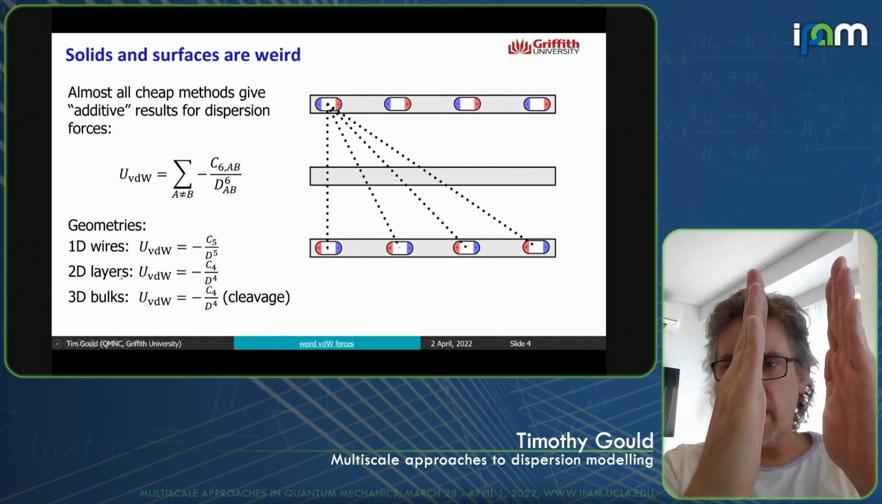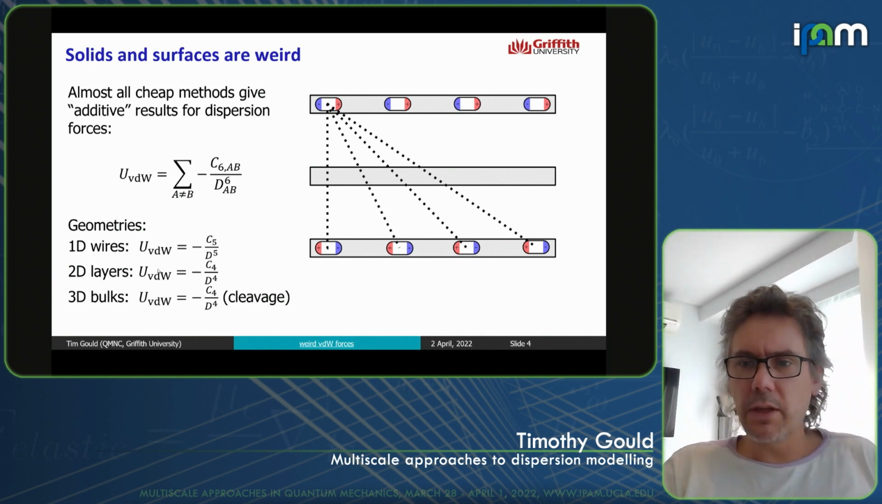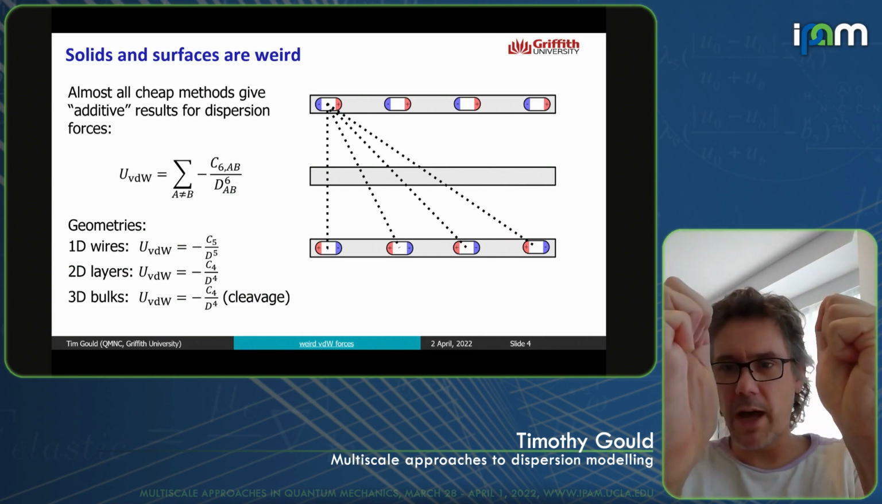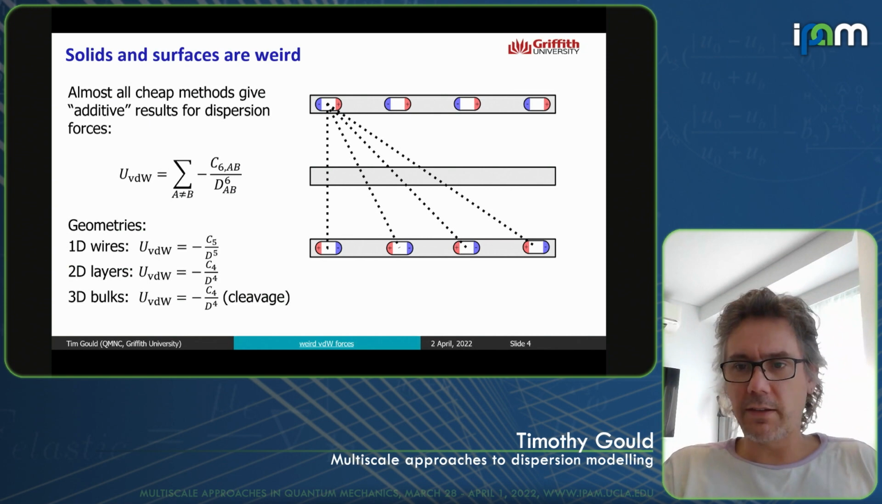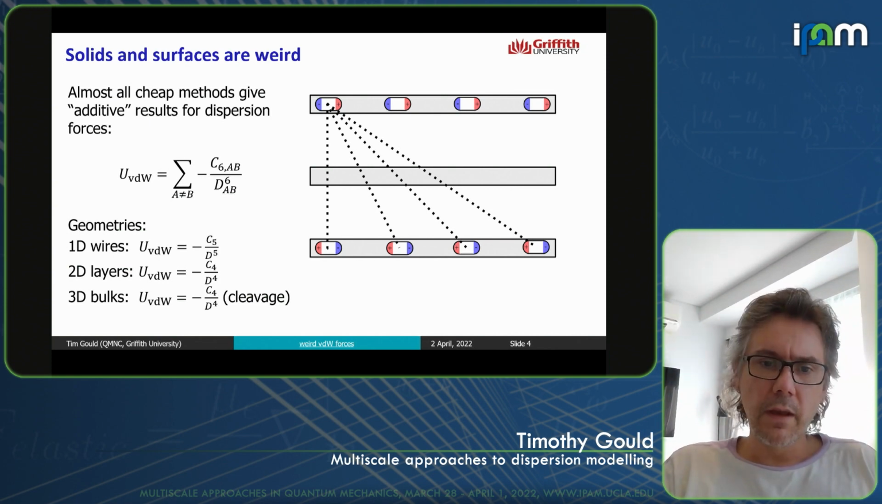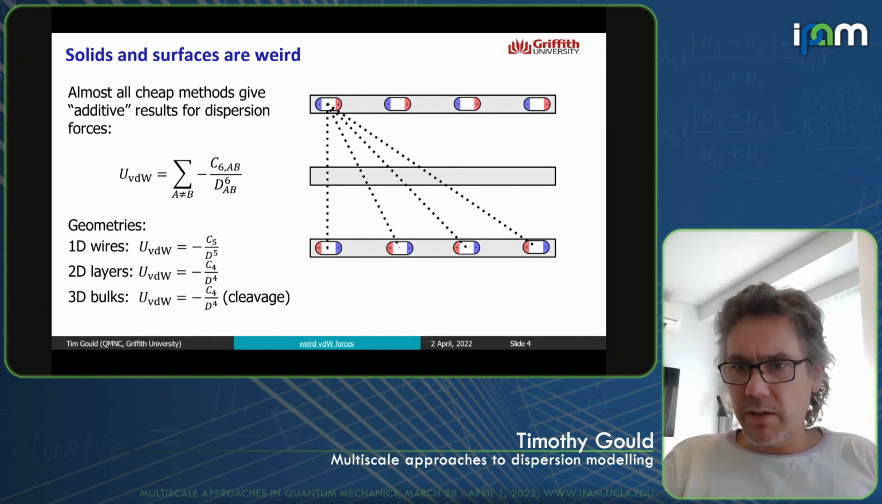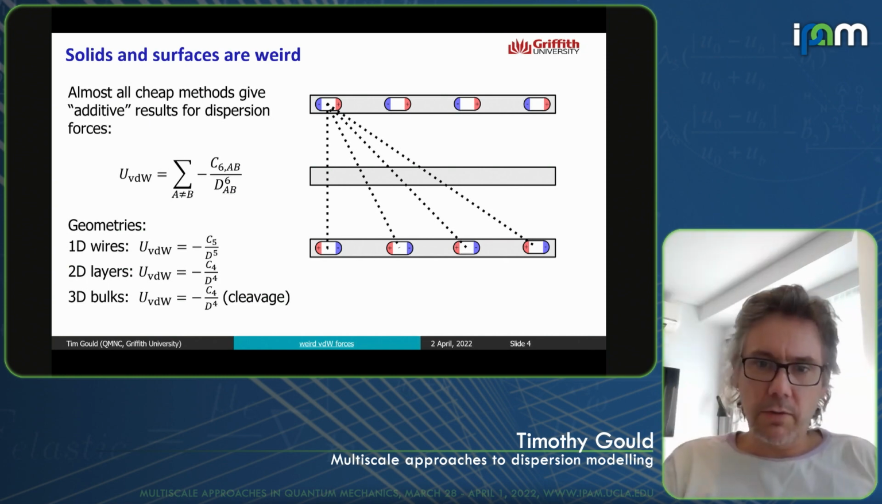If you've got 2 2D layers and pull them apart, you'll get an interaction that falls off as minus C4 on D to the 4. And if you take 2 bulks and pull them apart at the surface, you'll also get a minus C4 on D to the 4. And these are basically just geometric arguments, so nothing too exciting.